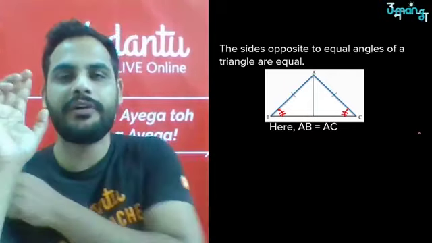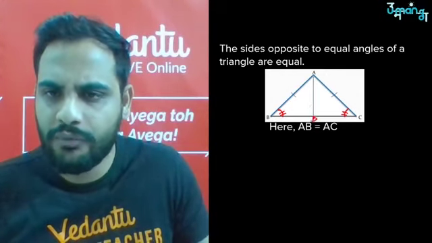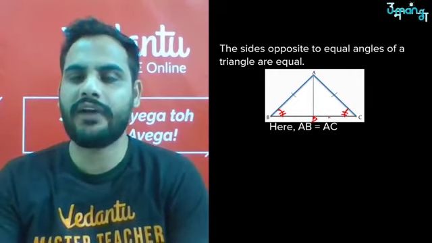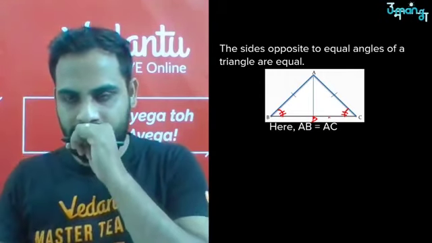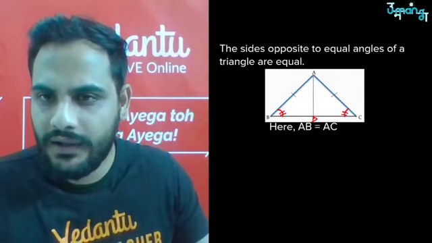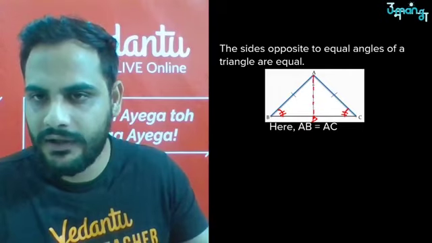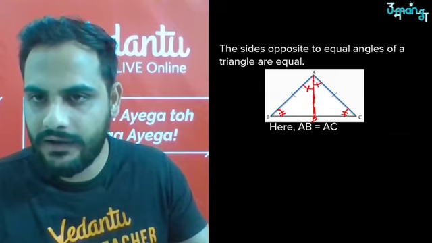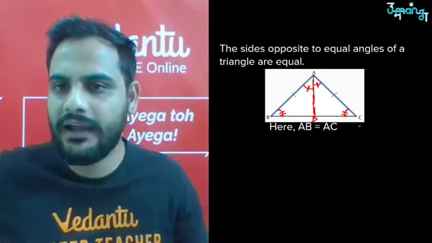Now see, how do you prove it? Again you have to focus that somehow you have to prove these two triangles ABD and ACD congruent. Listen carefully. What I am doing right now is drawing an angle bisector over here. Angle bisector. So this angle and this angle are equal. And what I know is that angle ABD and angle ACD are equal.